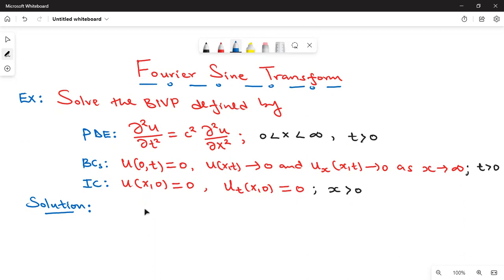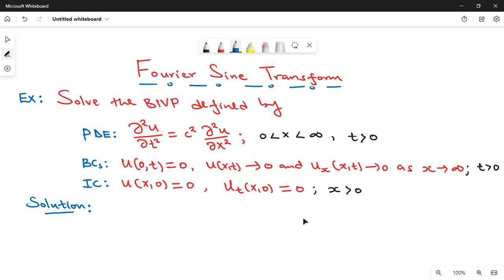The boundary condition at x equals 0: our solution is 0. And we are also told that the solution vanishes, and the first derivative of u with respect to x vanishes, as x approaches infinity. That's at the other end. The initial condition at t equals 0: the solution is 0. And again, at t equals 0, the derivative of u with respect to t is also 0 for all x greater than 0.